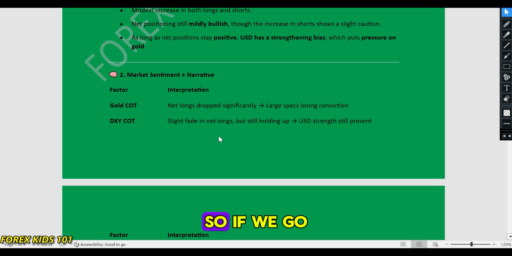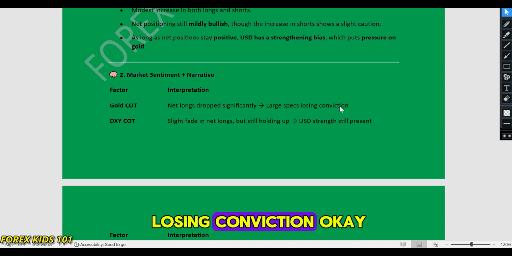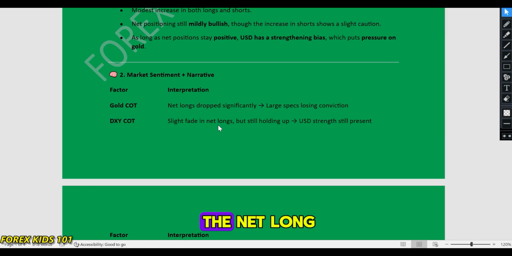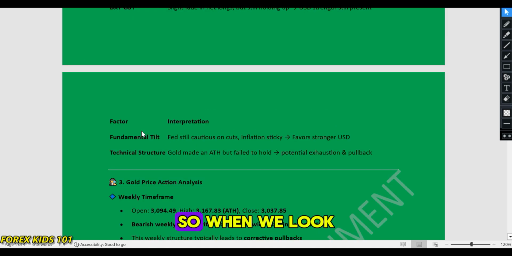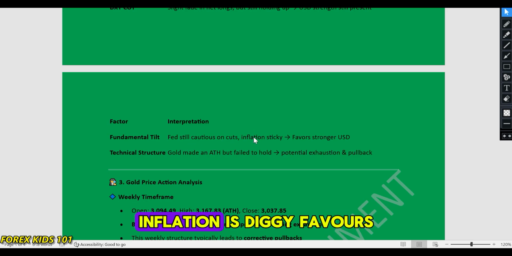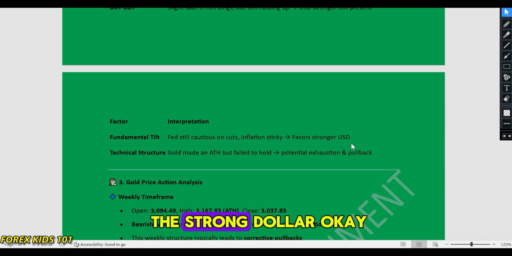Okay, so if we go down here, you can see on the interpretation here, the net longs drop significantly on gold. The large speculators are losing conviction. Okay, on gold, we have a slight fade in the net long, but still holding up, which may indicate USD strength still present. Okay, so when we look at the fundamental aspect also, the fundamental tilt, the Fed is still cautious on cutting rates. Inflation is sticky, favors the strong dollar.